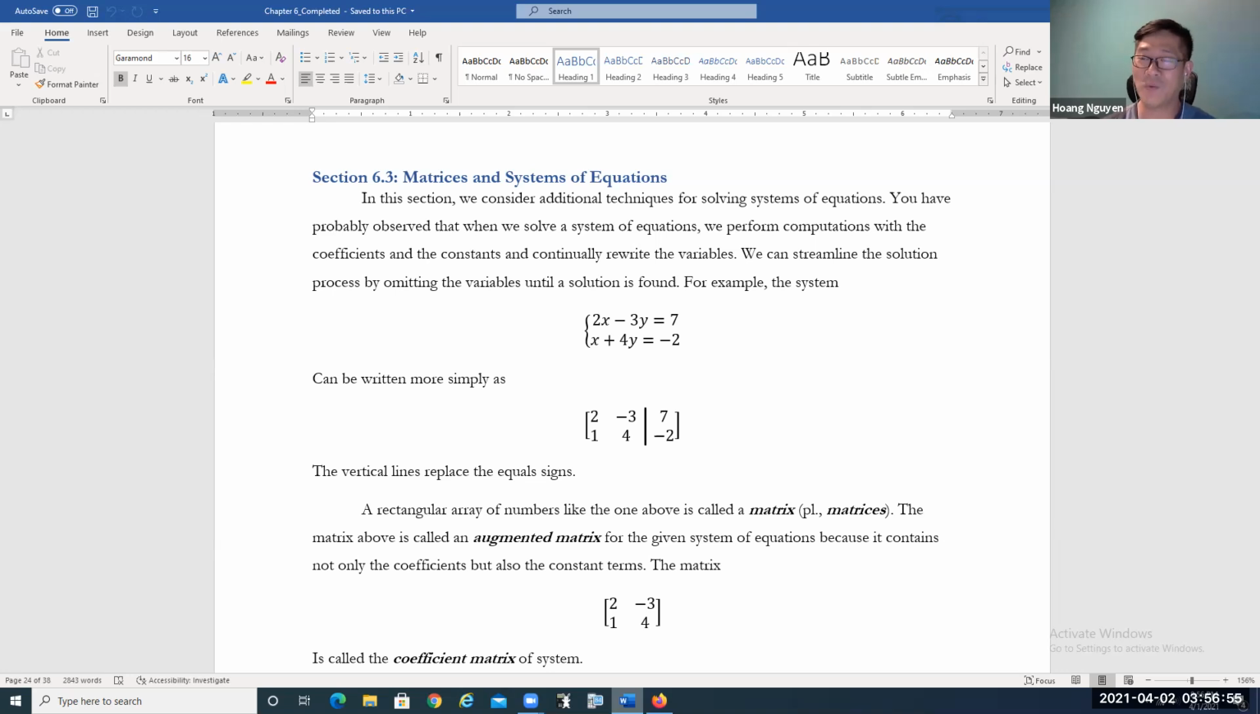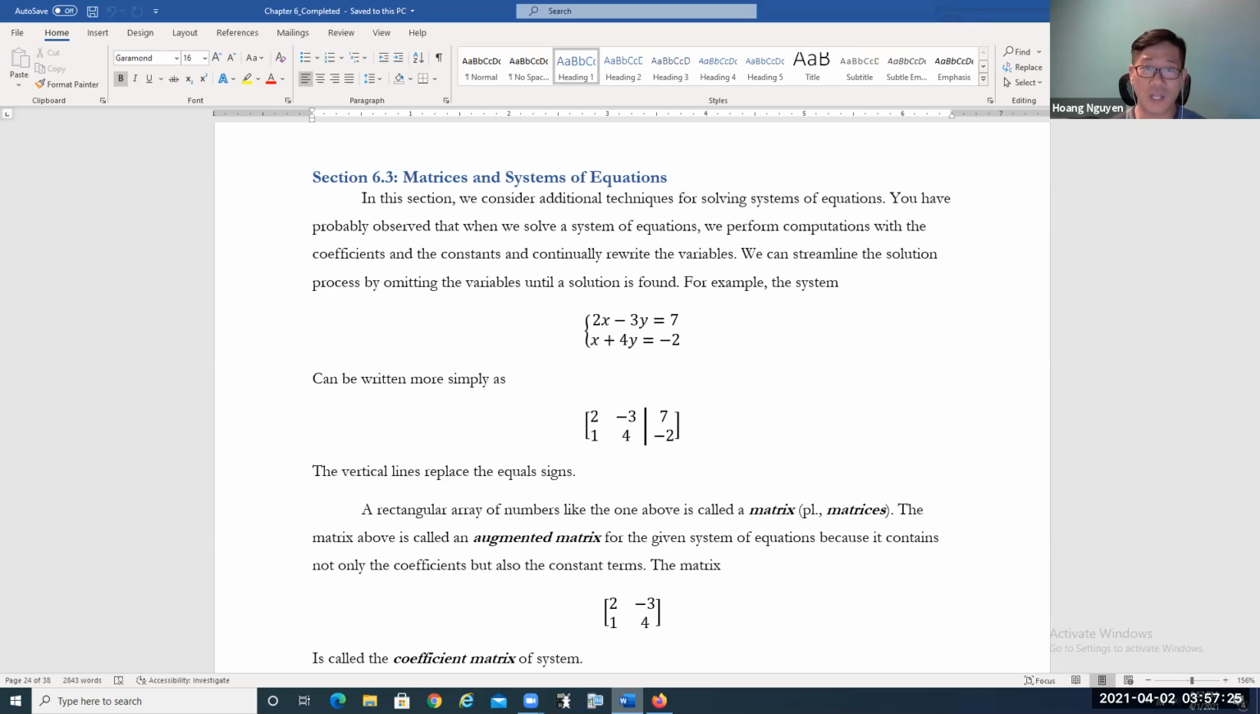For this section, we're going to take a look at another method that we might use to deal with systems of equations. After we talked about solving systems of equations using graphing methods, elimination methods, and substitution methods, right? Now we're going to talk about another way that we might use to get the solution of a system of equations.